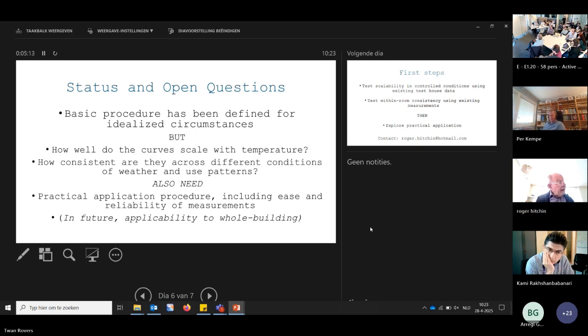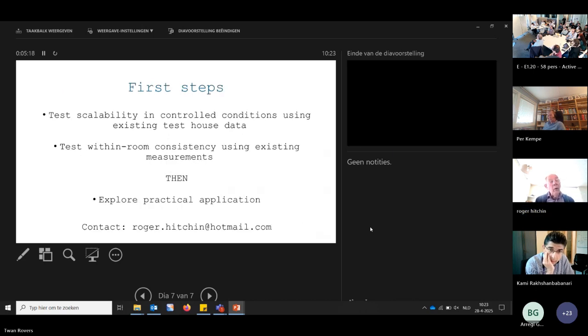So finally, I'll go to the last slide. Where am I at the moment? First thing we need to do is, as I say, test scalability with temperature, and Rich and his colleagues have very kindly offered to make some of their test house data available, which is really good because it's realistic, but also under situations which are very similar to the assumptions that are usually made, which may not be very realistic, but at least you know where you are. So that's the first step.